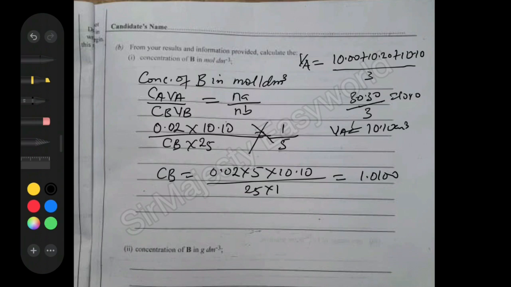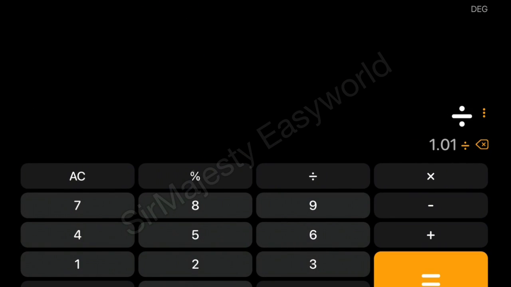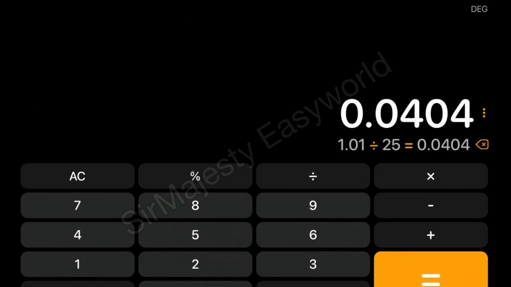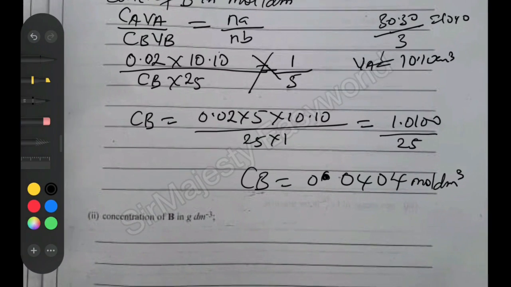So we have 1.0100 divided by 25, all things being equal, 0.040. So CB here is equal to 0.0404, if I can remember well, mole per dm cube. Remember to put the unit. So we move on.